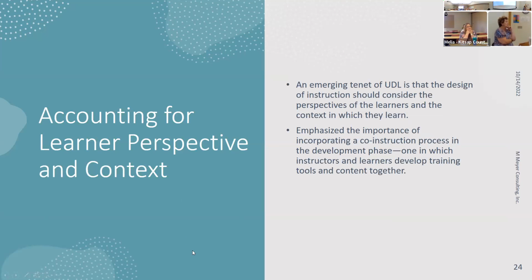So accounting for learner perspective and context. What we do know is an emerging tenet to universal design for learning is that design of instruction should consider the perspective of the learner and the context in which they learn. Just let that sink in. It's like, what? That we need to look at the perspective from the learner and the context in which they learn.